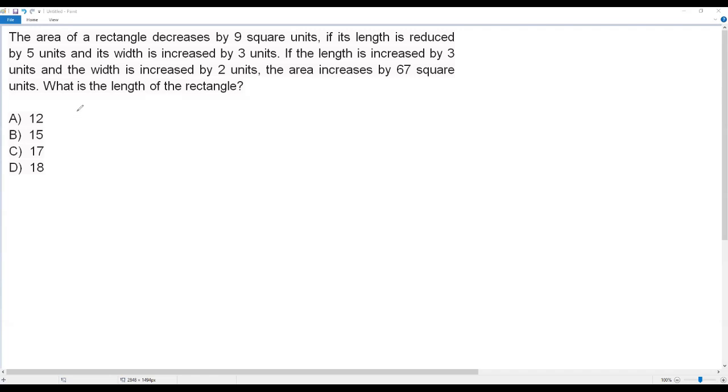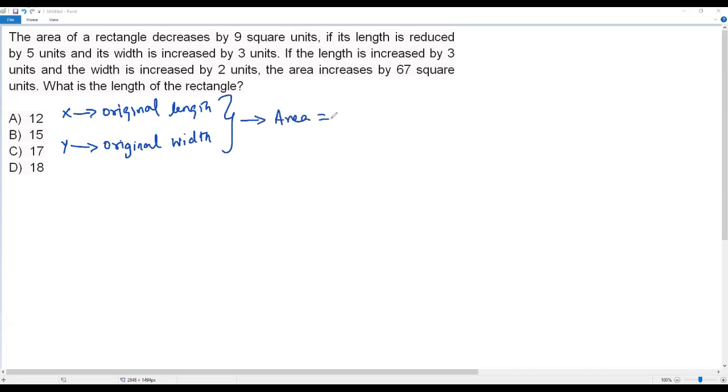Okay, now we can assume some variables as the original length and the original width of the rectangle. So let me say that x is the original length of the rectangle. Let me write the stuff over here. So x represents the original length of the rectangle and y represents the original width of the rectangle. Okay, in that case, what is the area of the original rectangle? Already we know the formula to get area of rectangle, that is length times width. Here the length is x and the width is y. Then the area of the original rectangle is x times y, that is length times width.